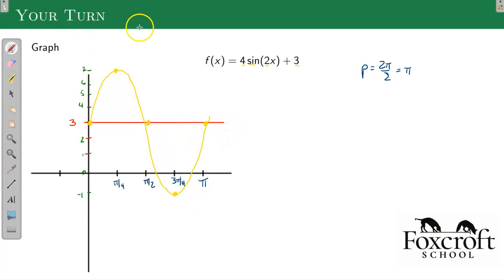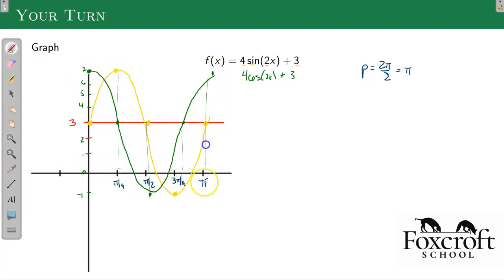If it was the exact same question, but it was for cosine of 2x, I would do everything the same. The only difference is I would start high, midline, low, midline, high. So this would be the graph if it was cosine instead of sine. Again, one really important thing is make sure you're using these tick marks to line up your extreme values, because that'll keep it stretched out correctly.